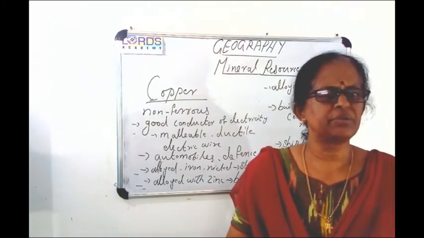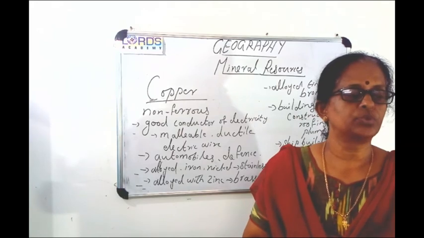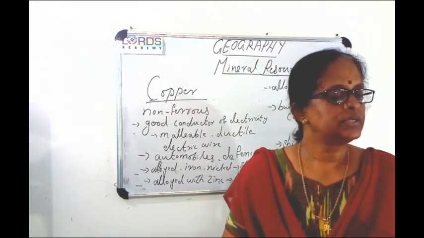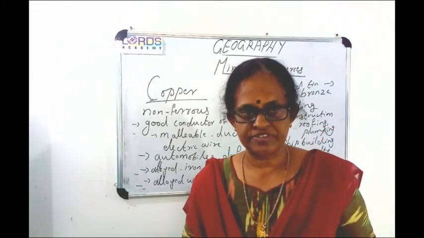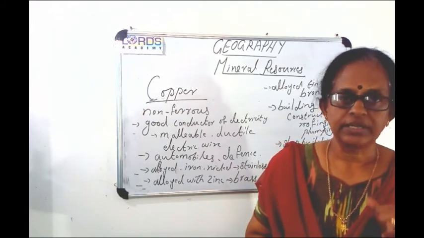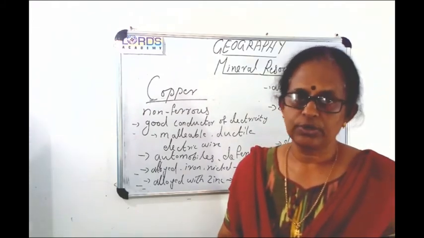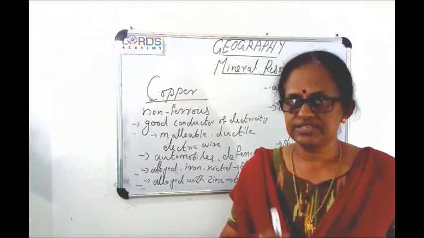So the quantity may be less. And Maharashtra, that is Bhandara, Chandrapur, Gadchiroli and Nagpur. And Jharkhand, Singhbhum district, which we also studied in iron ore. Okay, these places only we will get. One more mineral in your textbook, bauxite, is not there in your new syllabus. Therefore, these 3 minerals only you have to study in this chapter.